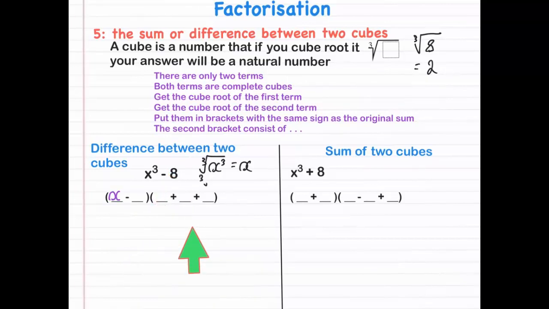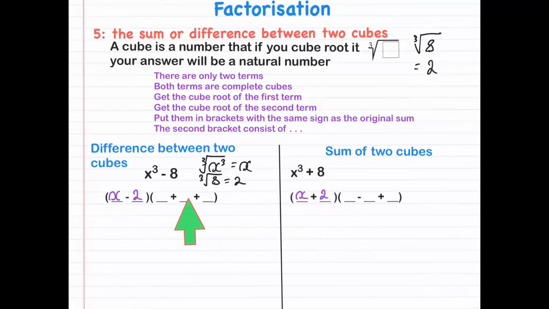Okay, brilliant. Then we get the cube root of 8. Now, again, the cube root of 8 will give me an answer of 2, and we write that answer right here. So, basically, the first bracket is the cube root of the first term minus the cube root of the second term. Okay, now if we look at the sum of two cubes, again, the cube root of x to the power of 3 will be x, and the cube root of 8 will be 2. And in this case, that's the sum of two cubes, so that one will have a plus. Got it? The difference between two cubes, the first bracket has a minus. The sum of two cubes, the first bracket has a plus.